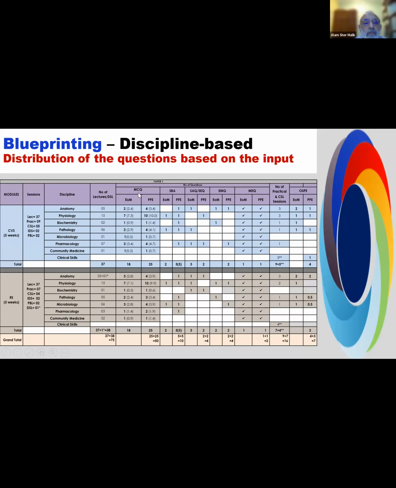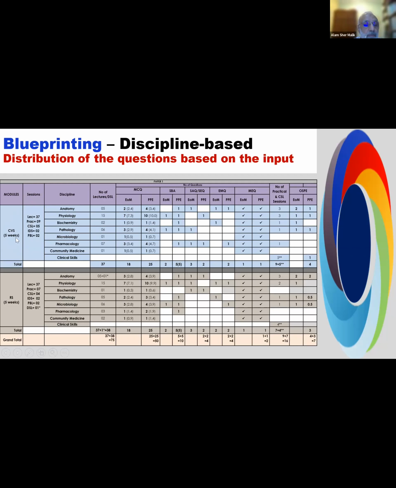Now, based on this, we have the end of module examination, and this is the professional examination. So when we want to distribute the questions among these disciplines, we already know the number of questions which would be in the multiple choice questions. So based on their share, there would be 2 multiple choice questions from anatomy and 7 from physiology. So we can calculate the number of questions based on the sessions given by each discipline in each module.